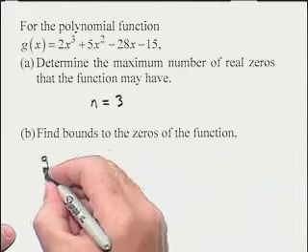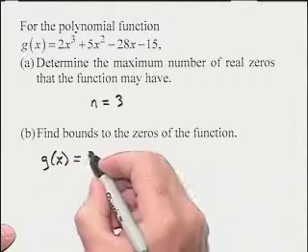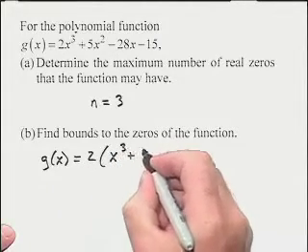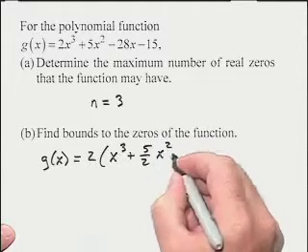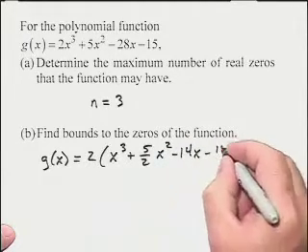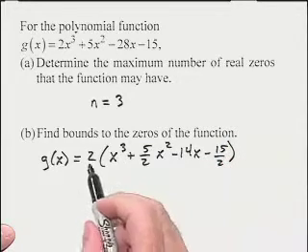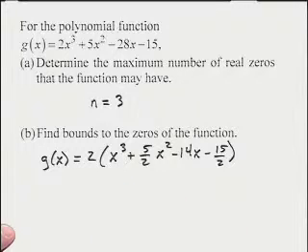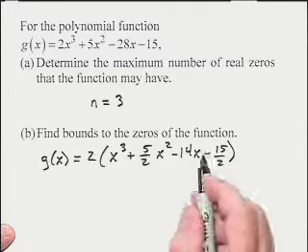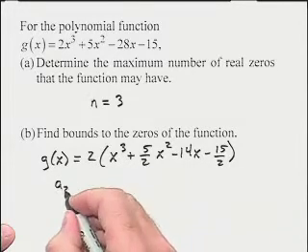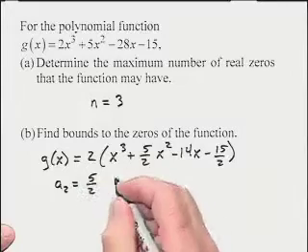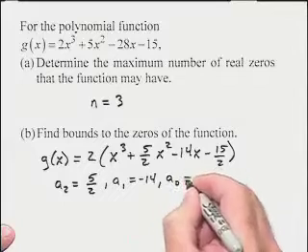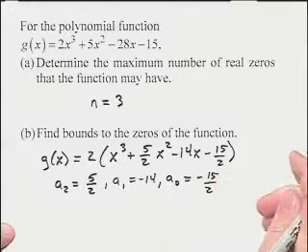Next, we want to find bounds to the zeros for the function. First thing we're going to do is rewrite our function by factoring out a 2. Well, g of x is equal to 2 times x cubed plus 5 halves x squared minus 14x minus 15 halves. By factoring out the 2, we've got this reduced expression in parentheses that has a leading coefficient of 1. If we look at just this expression in parentheses, we'll have a sub 2 is equal to 5 halves, a sub 1 is equal to negative 14, and a sub 0 is equal to negative 15 halves.